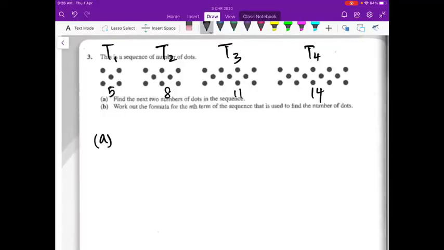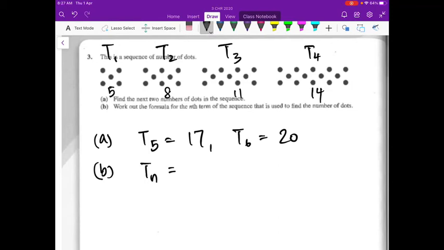This is the same as our previous few questions. Just that we use a diagram only. So the next two numbers of dots will be term number 5 equals 17, term number 6 equals 20. Plus 3, plus 3. So part B, work out the formula. That means they want our Tn. What is Tn equal to?